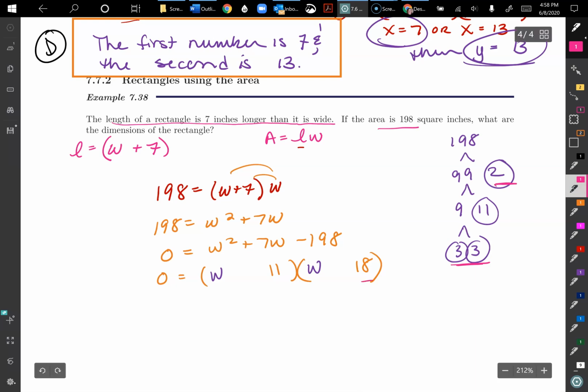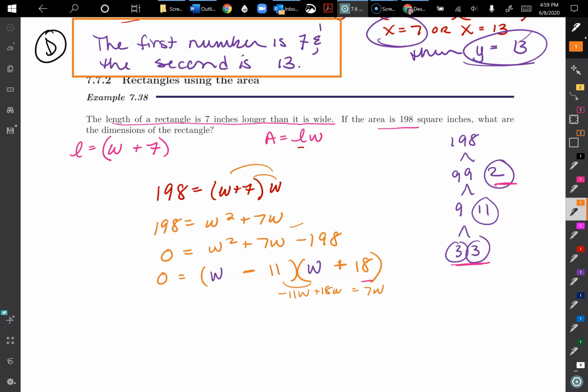That's where I got the 18, and then times 11 because I knew the difference between them would be 7, and that way I know the larger value has to go on the 18. So that's going to be W plus 18 to get the positive 7W. I would have to subtract 11W to get my middle term. Minus 11W plus 18W gives me the 7W I need in the middle.